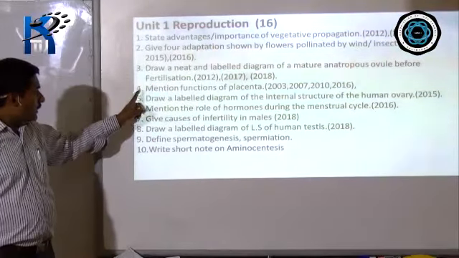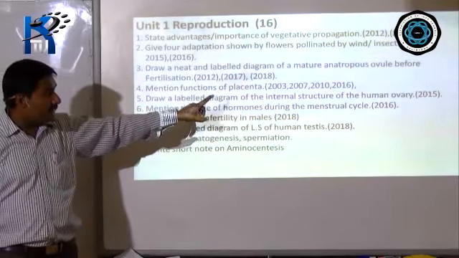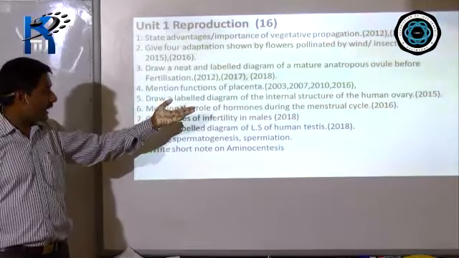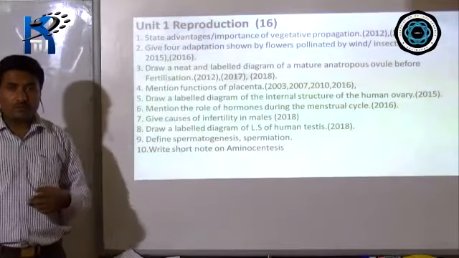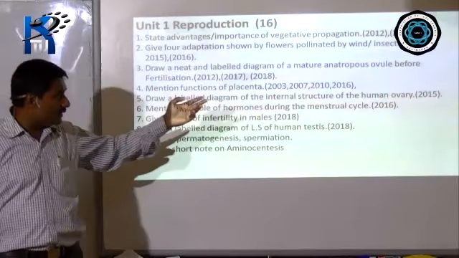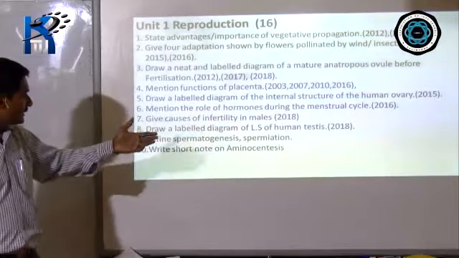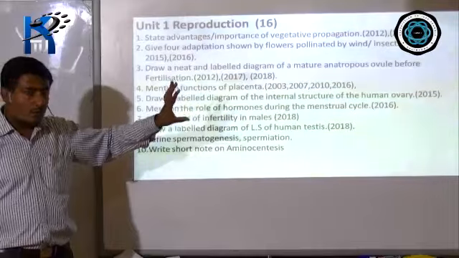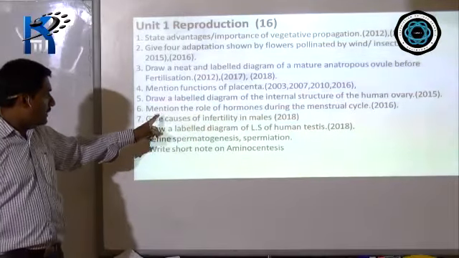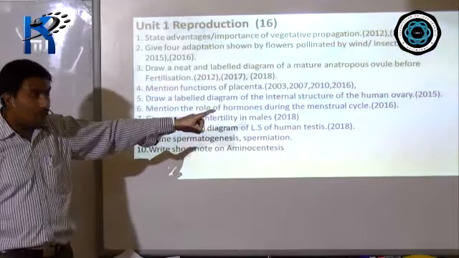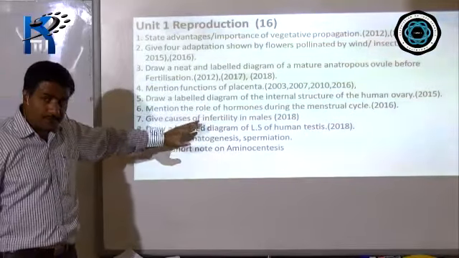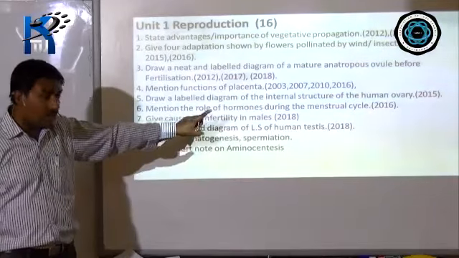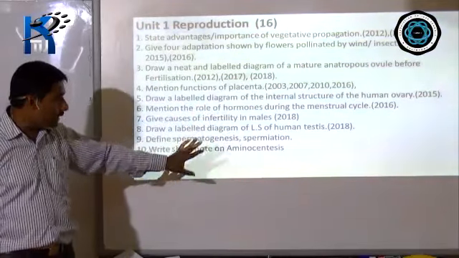Number 4, mention the function of placenta. Either of 2 marks or 4 marks, it has come in the years 2003, 7, 10 and 16. Draw a labeled diagram of the internal structure of the human ovary. Mention the role of hormones during the menstrual cycle. This question also has repeatedly come. Number 7, give causes of infertility in males, in the year 2018.